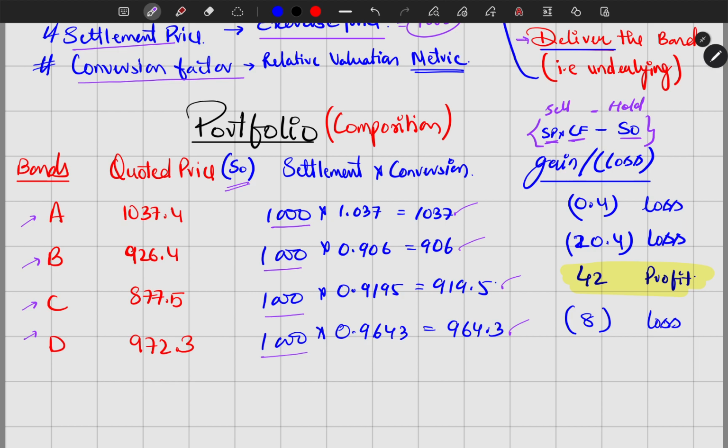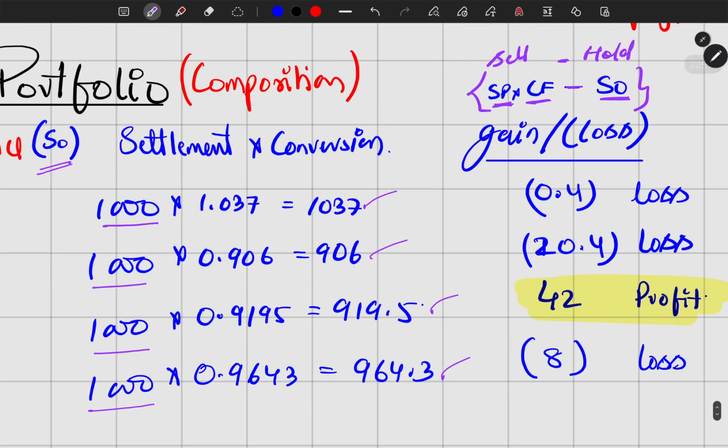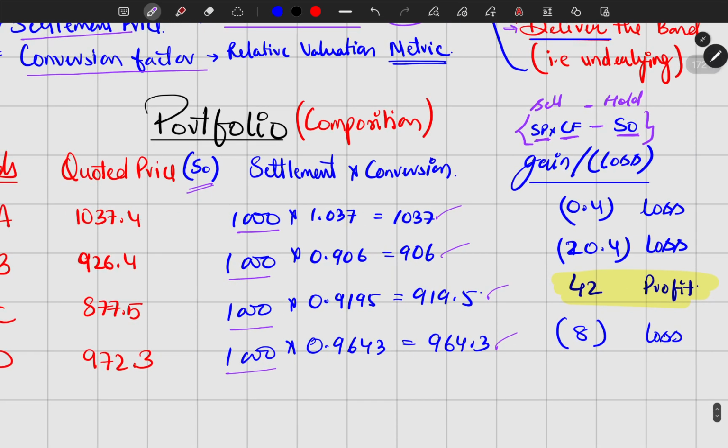And you would want to settle this contract for the cheapest. What would be the cheapest? The cheapest would be the one in which you make a profit. And how do you make a profit? SP times CF is the amount at which you settle or sell the bond, and currently you are holding the bond at S0, that is your spot price. So the gain or loss would be calculated as follows. SP times CF is 1037 minus the quoted price is 1037.4. So you get a loss, you get a loss again, you get this loss here, and you get a profit here.